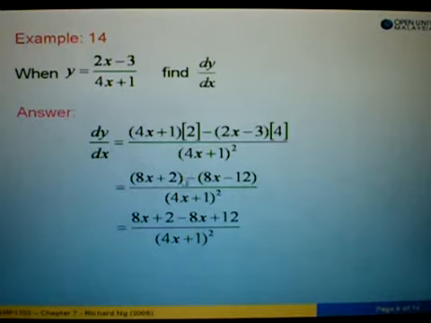Alright, now we expand the bracket. So we have 8x plus 2, we copy again. Negative times 8x will give us negative 8x. Negative times negative 12 will give us positive 12. So from here, the numerator is 8x minus 8x, you can cancel. Then we have 2 plus 12 will give us 14. And then the bracket at the bottom, 4x plus 1 squared, we just copy it only, that's all. Okay?